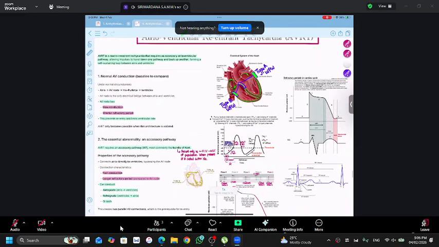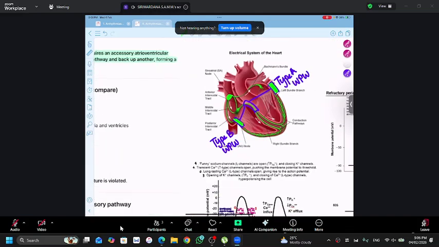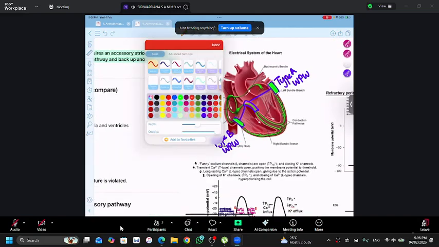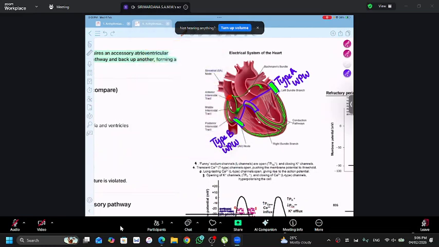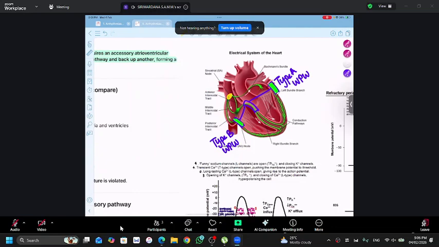So you have an electrical impulse coming from the SA node. Let me change my color. This spreads throughout the atria like this. Now it reaches the AV node, and if you have Wolff-Parkinson-White, it reaches the bundle of Kent as well.